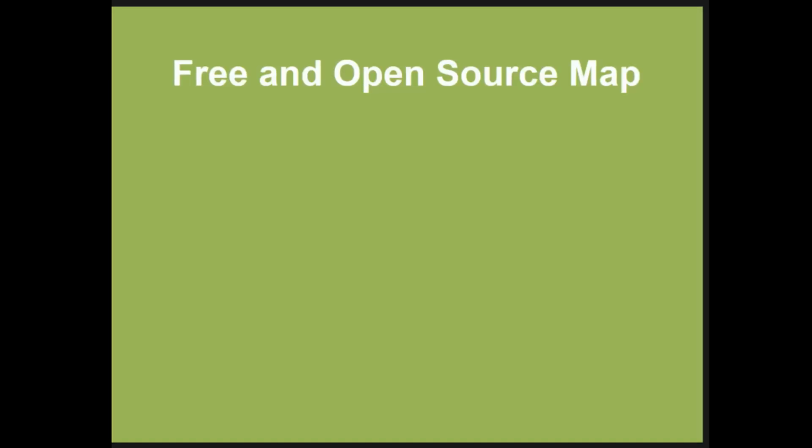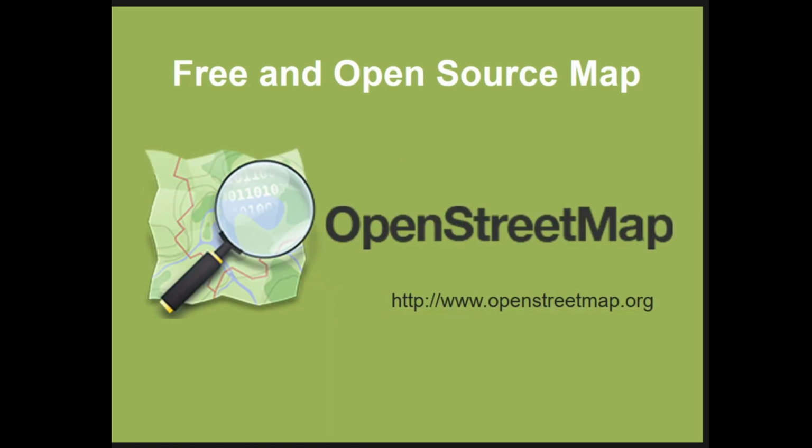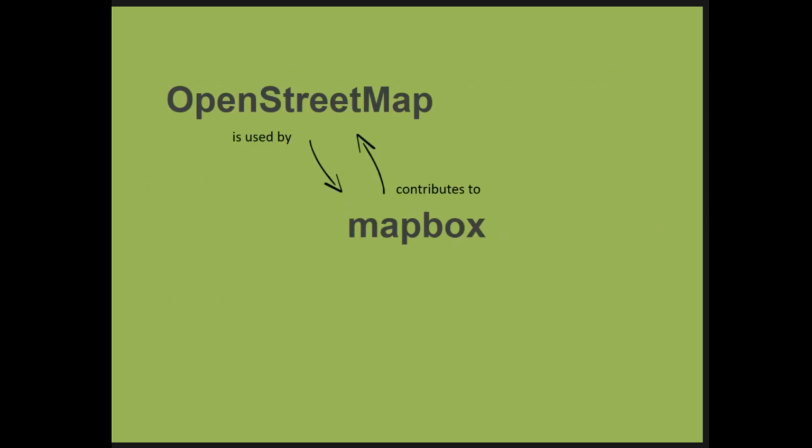And then what I would like to talk to you about now is that the open philosophy in geospatial brings not only open source libraries and applications, but also a complete open source map of the world, which is OpenStreetMap, as you may know. What is interesting with this project is that there is a company which has decided to contribute to OpenStreetMap and provide some new open source facilities, and it is the technology of vector tiles.